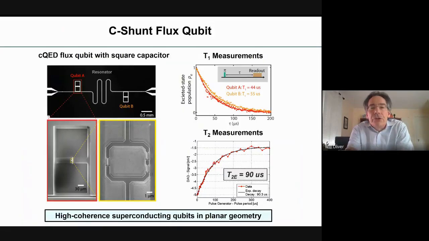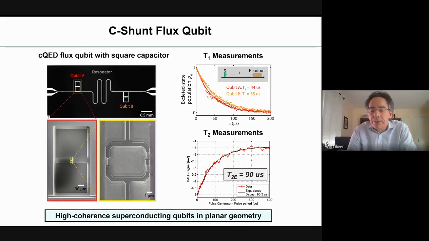And so this just shows the net result that we got. On the left, there were 2 qubits coupled to a resonator, lambda over 2 resonator. This particular design was floating capacitor, but not all of them are this way. And the net results were that we got T1s around 50 microseconds and T2s that were about twice T1. And importantly, this was a much more reproducible design.